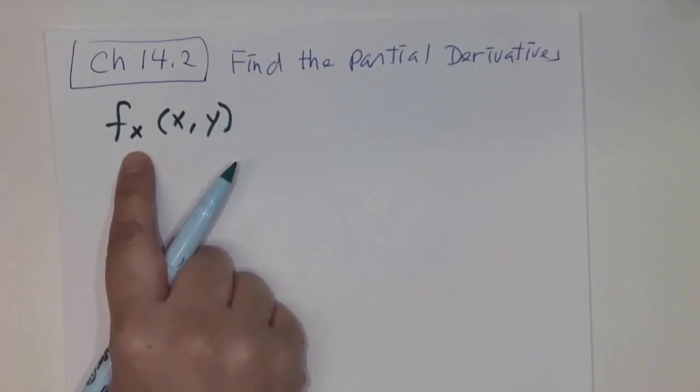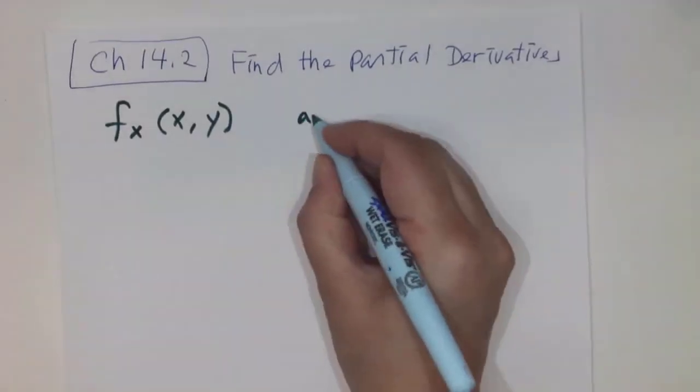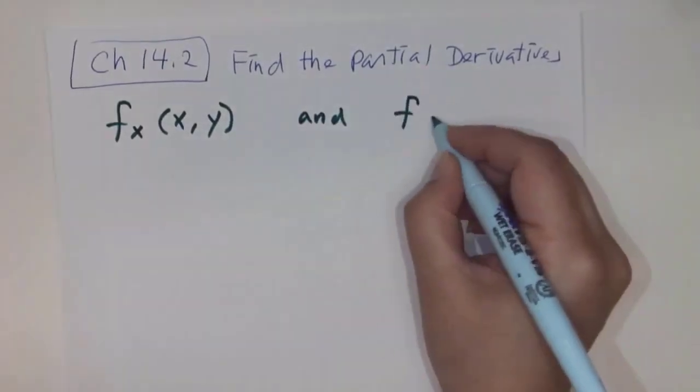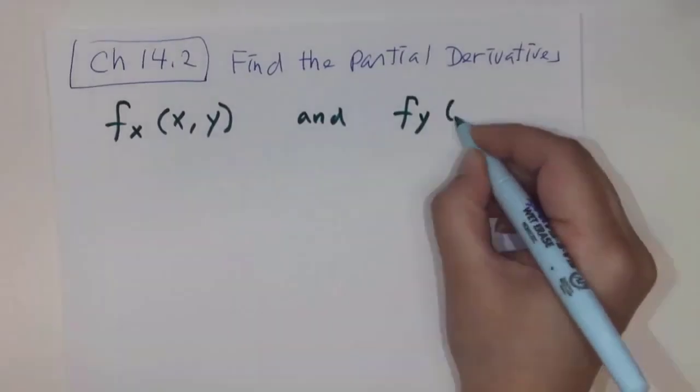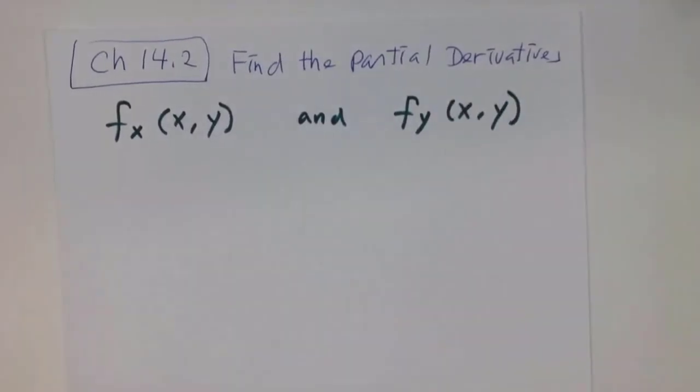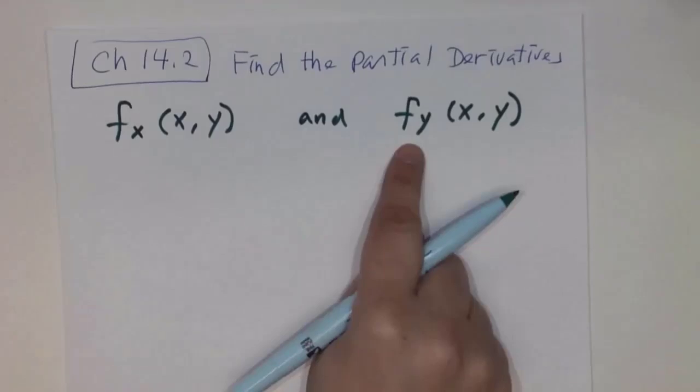So it's like a totally different concept, right? We also want to find f with subscript y, x comma y. This is the partial derivative of y. We are going to take the partial derivative with respect to y. We're going to treat y as a variable, but x as a constant.